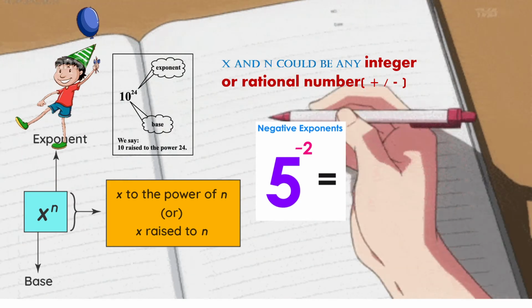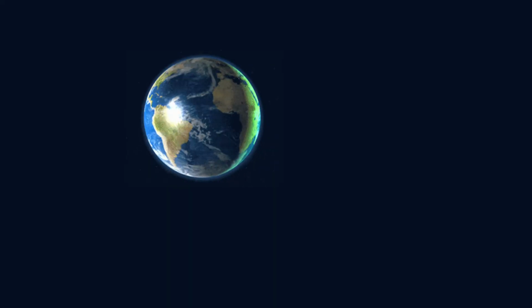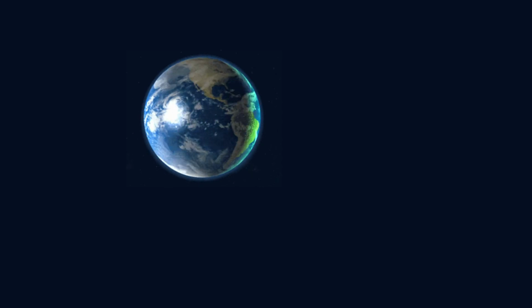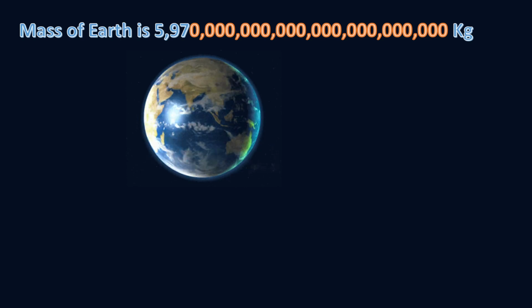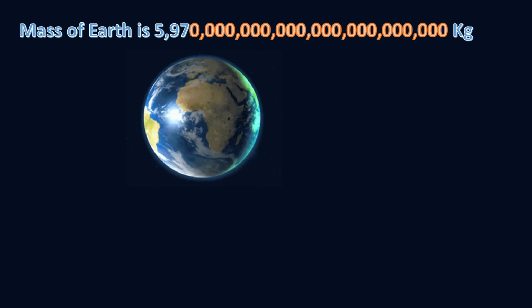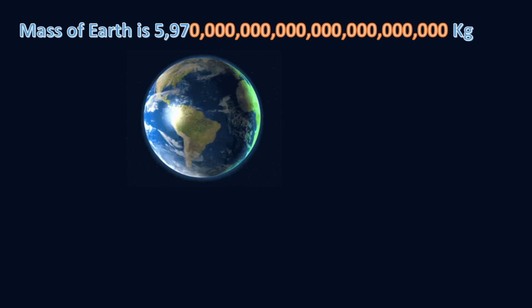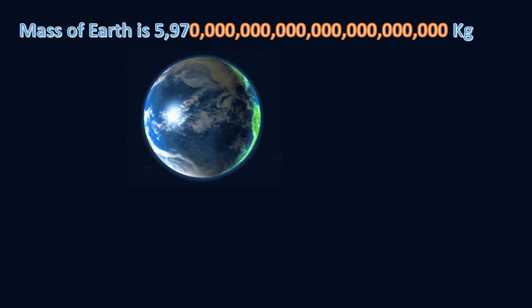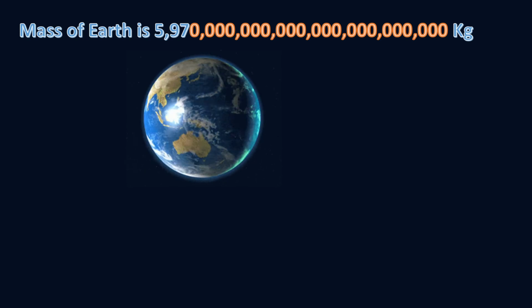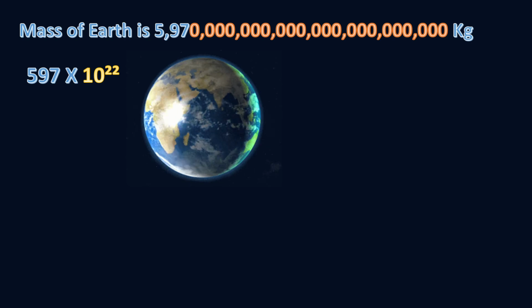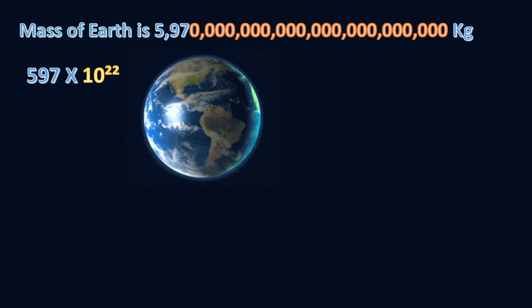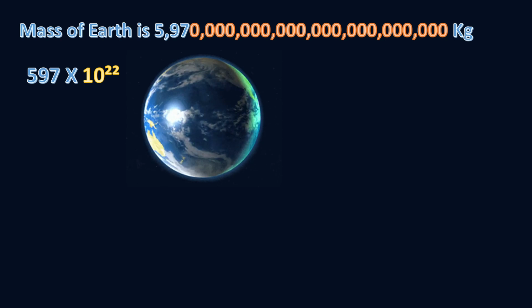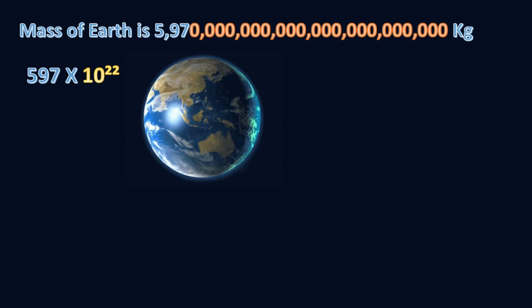So I'm giving you one example. This is the earth, our beloved earth. And do you know the mass of the earth? It is 597 followed by so many zeros, kg. I am such a lazy person, I cannot read such a big number. So in a shorter way, you can write 597 into 10 to the power 22. So I can read it because it's easy.